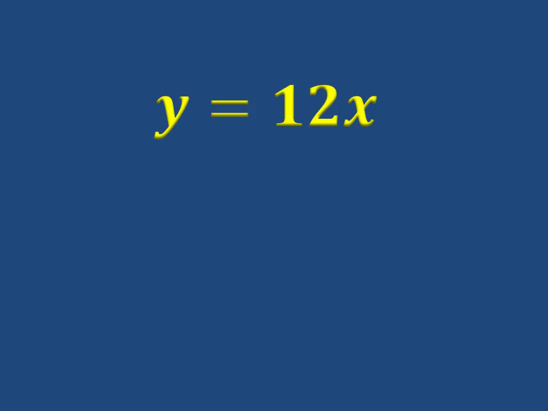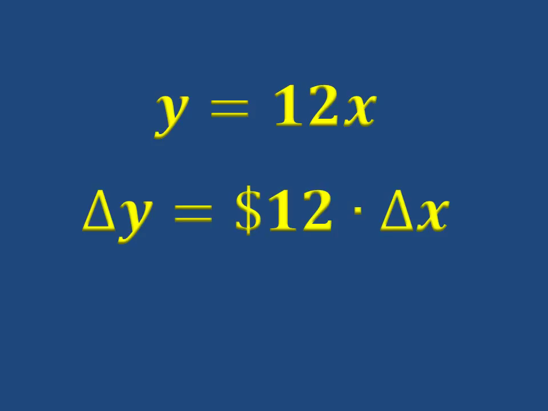It should be easy to see that for every one shirt we add to the purchase, the cost increases by $12. No matter how many shirts we already have in the shopping cart, one more adds $12. 4 more would add $48, 10 more would add $120, and so on. We could then say that the change in the cost, delta y, is equal to 12 times the change in the number of shirts, delta x.